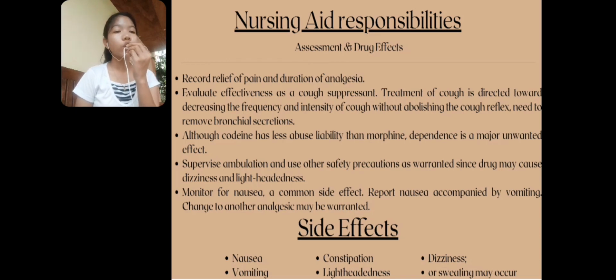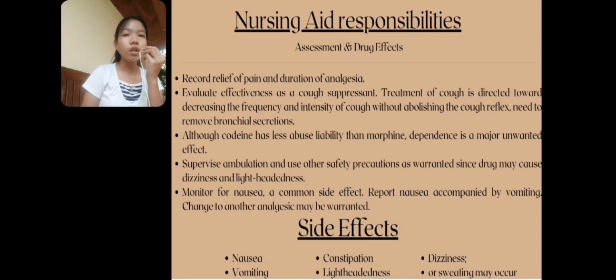So bronchial secretions are mainly produced by goblet cells, but there are small amounts of surfactant from cells and some other fluids that are part of the airway epithelial fluid. So although codeine has less abuse liability than morphine, dependence is a major unwanted effect. So supervise ambulation and use other safety precautions as warranted, since the drug may cause dizziness and lightheadedness. Same as anxiety drugs, codeine also causes dizziness, so we also need to supervise ambulation.